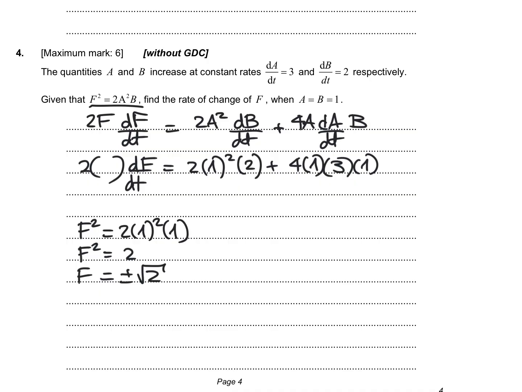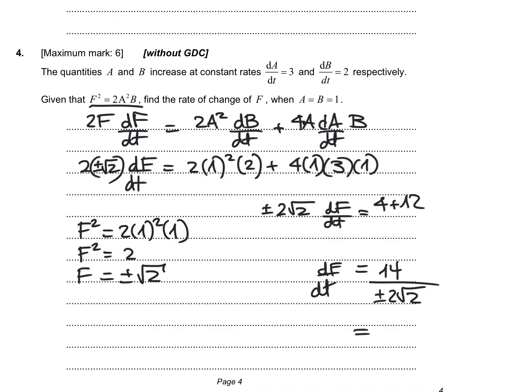So plus or minus root 2. So we are going to have 2 plus or minus 2 root 2 df dt equals 4 plus 12, which is 14. And then we will divide by plus or minus 2 root 2. So that's plus or minus 7 over root 2.